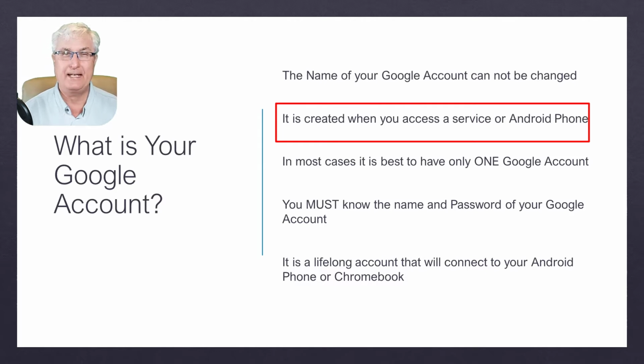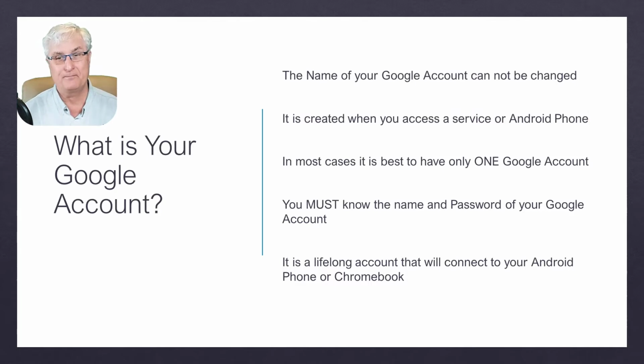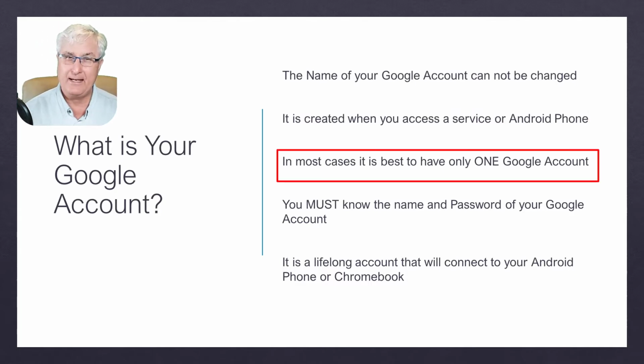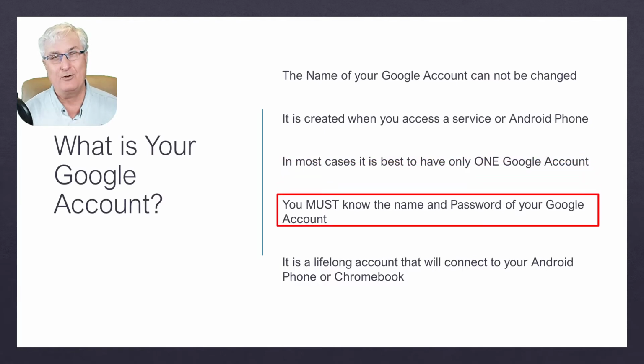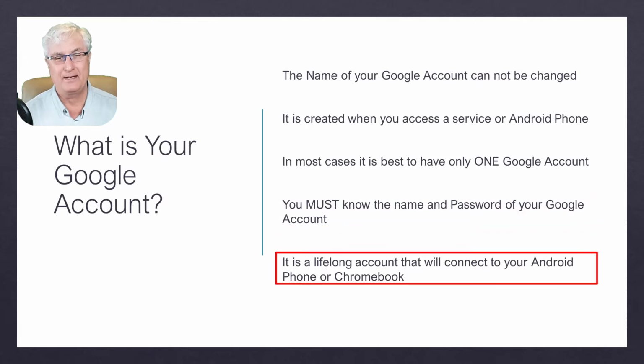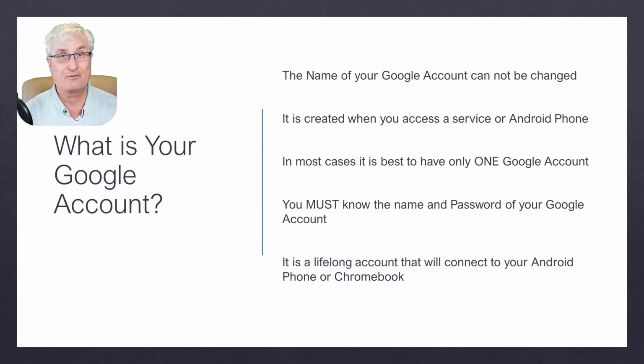When you created it, it probably was created as you were accessing a service with Google, or else when you had your first Android phone. And in most cases, it's best to have only one Google account, and we'll talk about that in a minute. And you must know the name and the password of your account. This is so important. It is a lifelong account that you'll use as you purchase new Android phones, or you connect a Chromebook or other service to your Google account. So please know this and don't forget it.